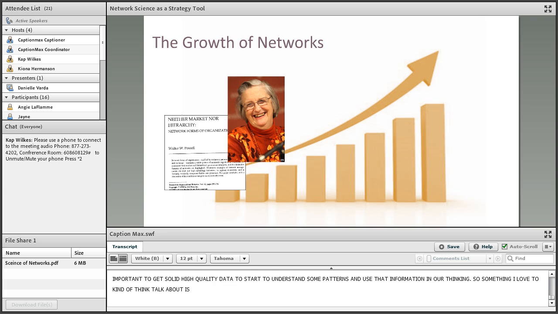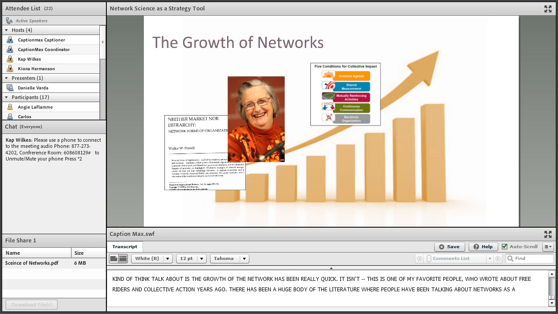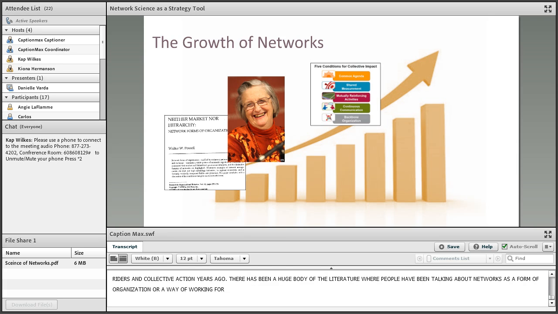So something I love to talk about is this growth of networks has been really quick. It doesn't mean that thinking on networks is new, though. This is one of my favorite people that I admire, Elinor Ostrom, who wrote about free riders and collective action years ago and won the Nobel Prize for this. And there's just been a huge body of literature where people have been talking about networks as a form of organization or a way of working for some time.